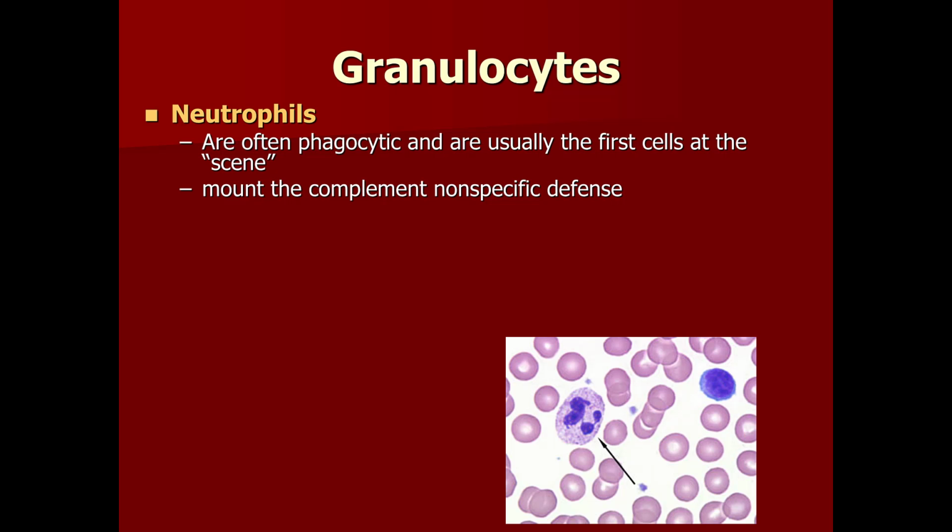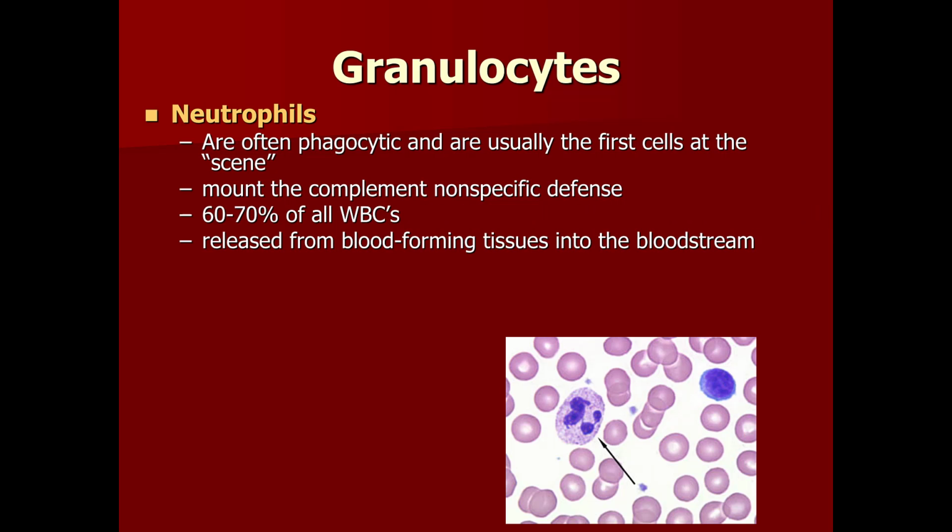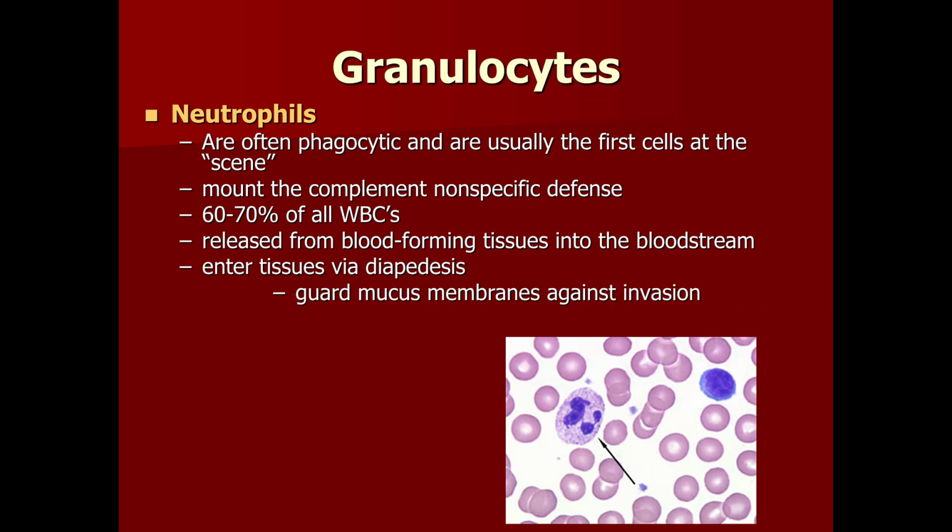They also will mount something called complement. This is a part of the molecular second line of defense in the non-specific system, which we'll talk about in a little bit. Right? They represent 60 to 70% of all circulating white blood cells, and they are released from the red bone marrow into the bloodstream. And they can also enter tissues via diapedesis or extravasation, right? So most white blood cells have the ability to leave your blood vessels when they sense an issue in surrounding tissue.